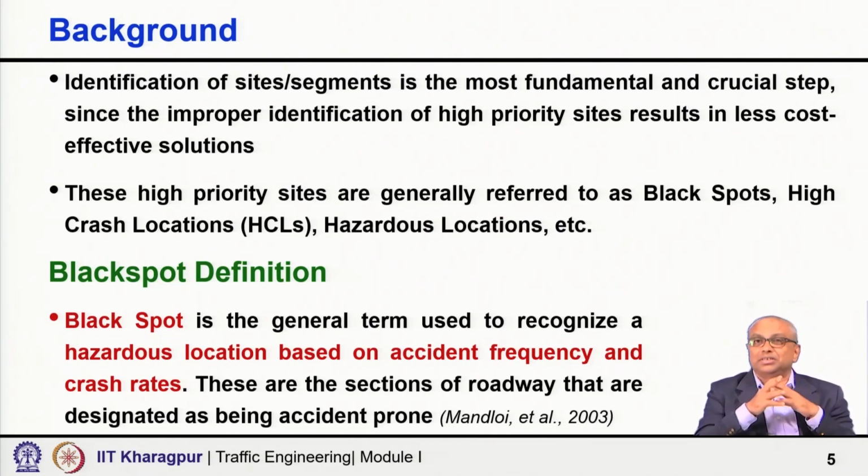Now, these high priority sites are generally referred to sometimes as black spots, sometimes high crash locations, sometimes hazardous locations, etc. We understand why we need to identify a black spot and what a black spot is, but how can we formally define a black spot? Black spot is the general term used to recognize a hazardous location based on accident frequency and or crash rates.